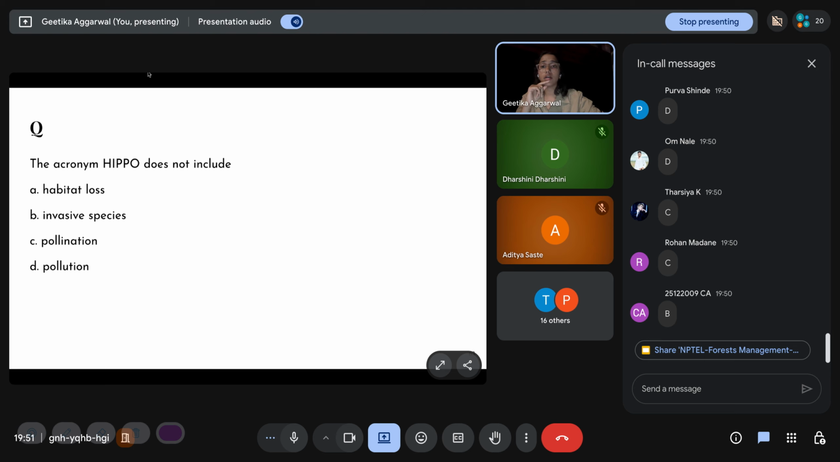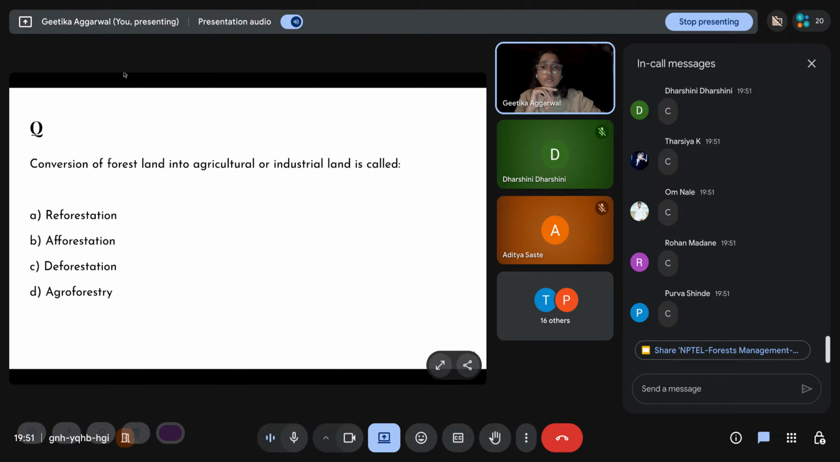So, another question about the acronym HIPPO. It does not include habitat loss, invasive species, pollination, or pollution. So what does HIPPO not include? Habitat loss, invasive species, pollination, or pollution? Yeah, very nice. So the correct answer, this was an easy one, is basically pollination.